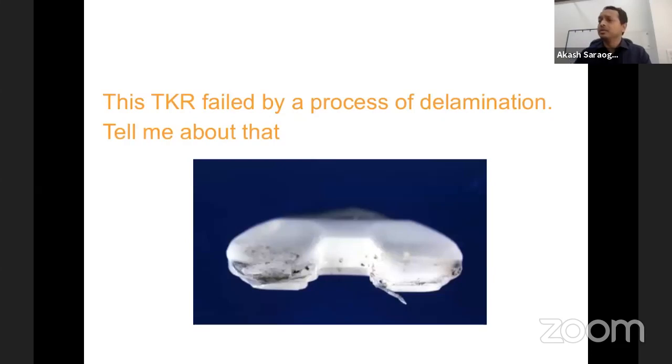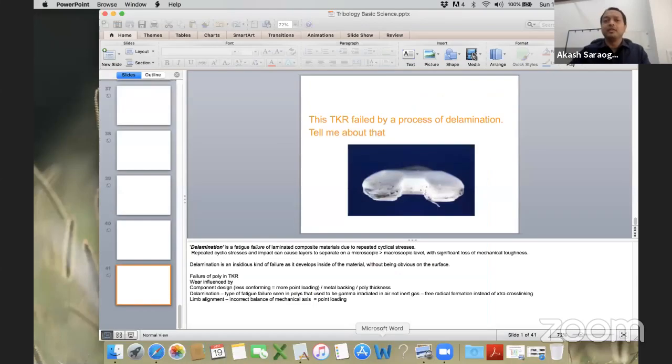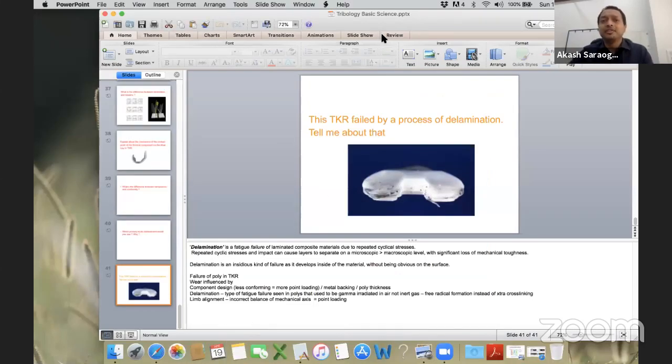Now this TKR has failed with the process of delamination. What does it exactly mean? What type of wear is it? The answer here would be fatigue wear. Adhesive wear, abrasive wear, fatigue wear: these are three different types of wear. Whereas most commonly in hip replacement, we have adhesive wear, which is the most common cause of failure. Right? I think that finishes my presentation.